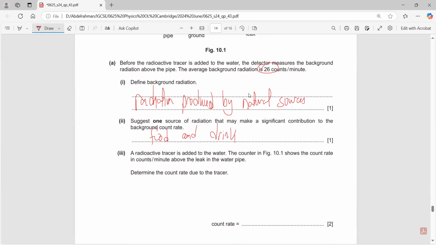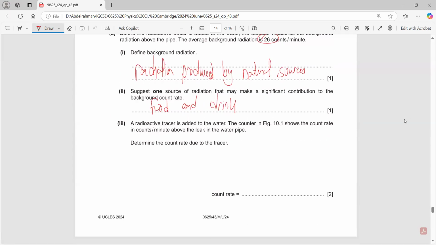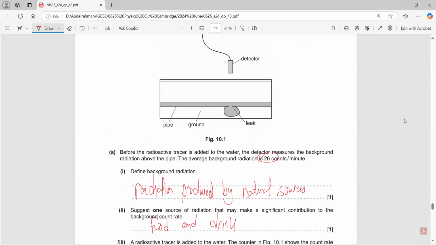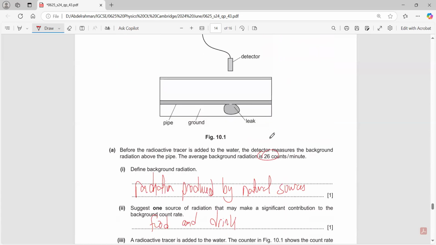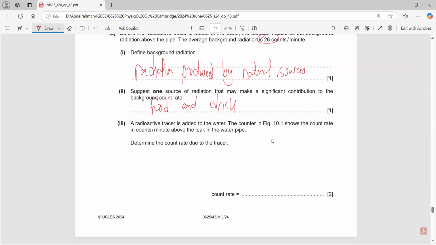Radioactive tracers are added to the water. The counter shows the count rate. Determine the count rate due to the tracer. Can I find the count rate due to the tracer alone? Yes, it would be the count rate on the reading minus the background radiation. So basically 382 minus 26, which is 356 counts per minute.